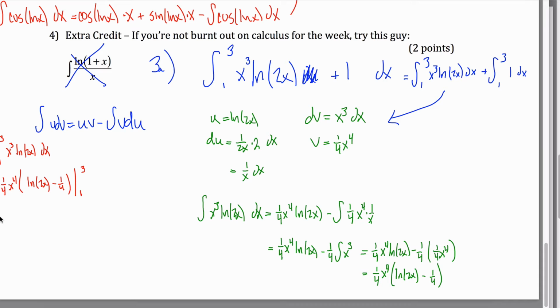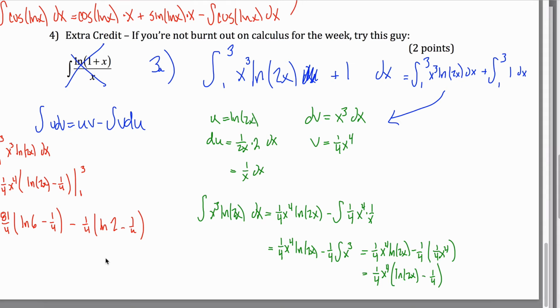So let's go plugging in the numbers here. If I plug in 3, I get 1/4 times 81, so maybe 81 over 4, times the natural log of 6 minus 1/4. And then from that, I want to subtract what I get if I plug in a 1. If I plug in a 1, I get 1/4 times the natural log of 2 minus 1/4.